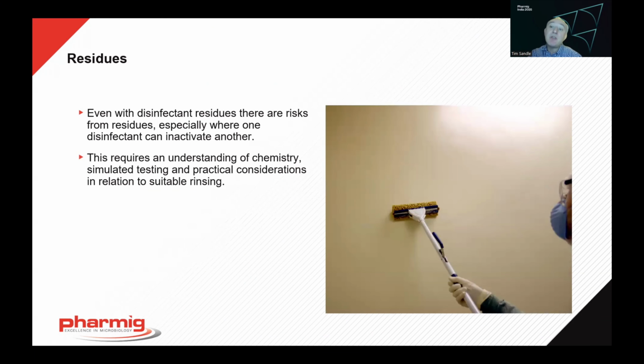So this issue of residues is of great importance. It's also important to work with your disinfectant supplier and discuss the residue issue. What we're trying to avoid is either the presence of a detergent interfering with a disinfectant, or two disinfectants interfering with each other, particularly at the point where we're changing our rotational pattern. That's something we need to be very mindful of.